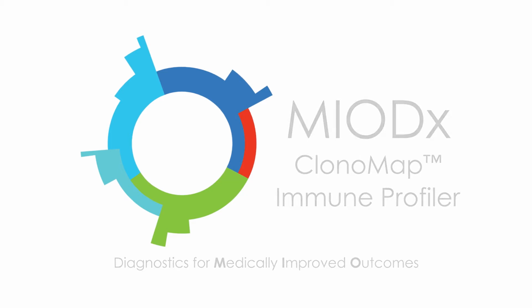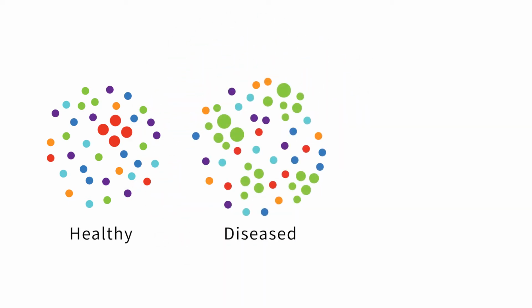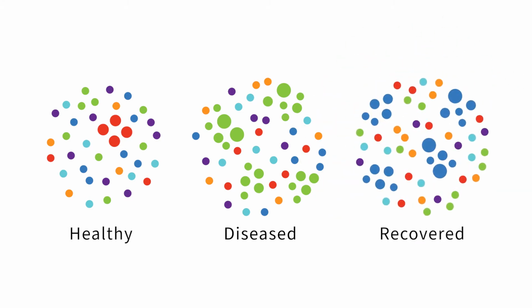Introducing ClonoMap Immune Profiler. Bulk TCR repertoire profiling from peripheral blood provides a non-invasive readout for the overall health status of an individual. Abnormal clonal amplification indicates disease and/or infection. Treatment with immunomodulatory drugs leads to changes in TCR clonality in the blood.